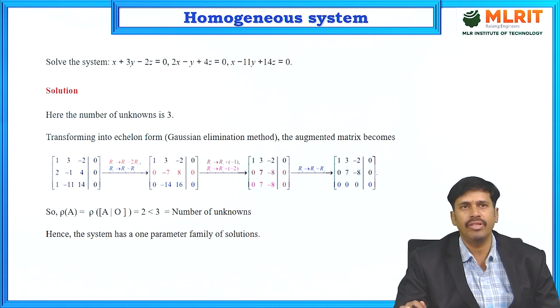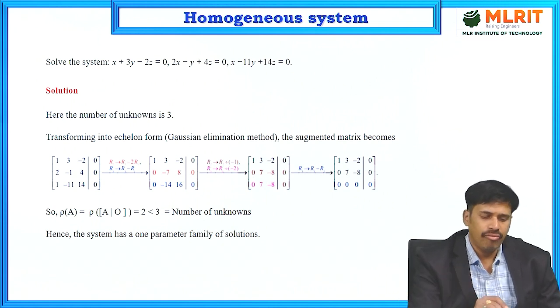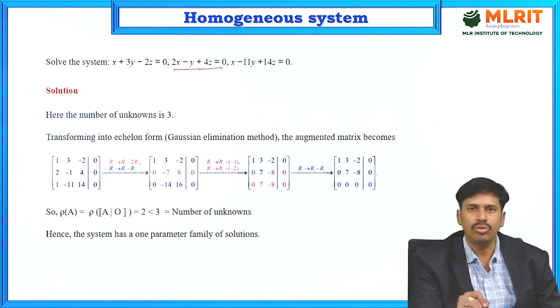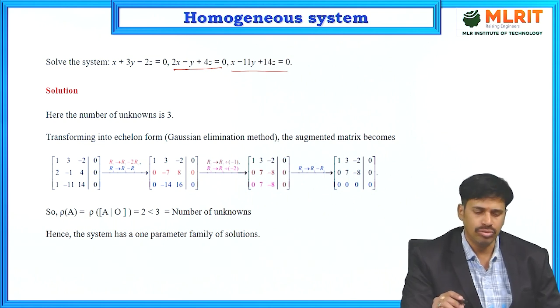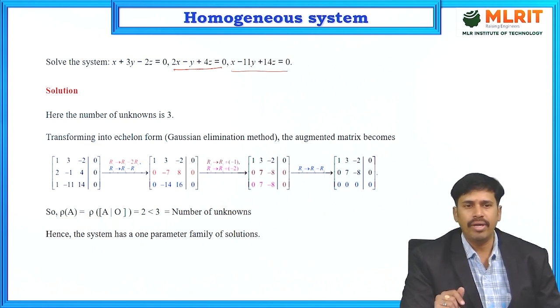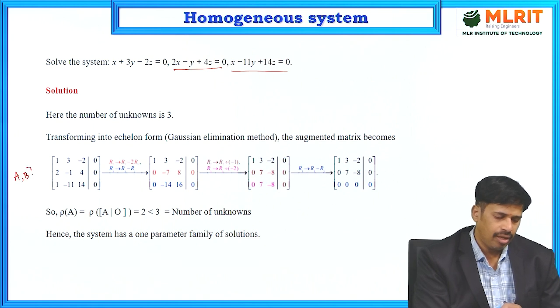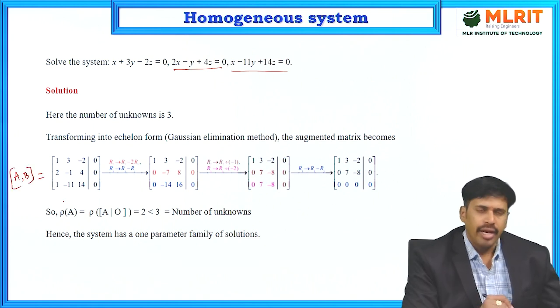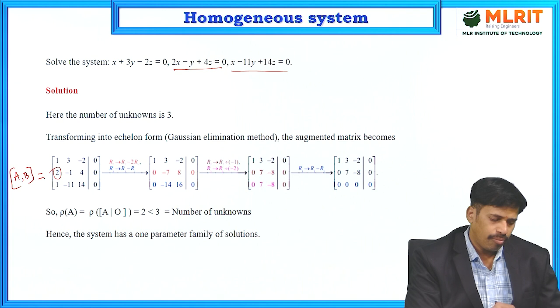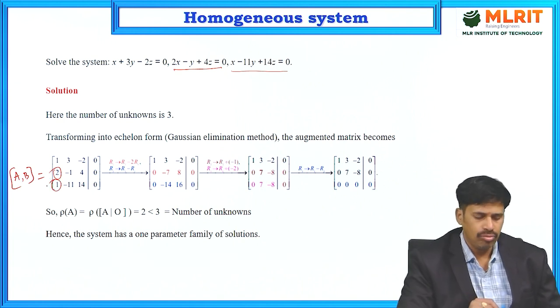Let us see with an example. Solve the system of equations x plus 3y minus 2z equal to 0, 2x minus y plus 4z equal to 0, and the last equation x minus 11y plus 14z equal to 0. So consider the augmented matrix which is given by this. Reduce the matrix into echelon form. We have to make this element 0 and this element 0 by using the operations R2 minus 2R1 and R3 tends to R3 minus R1. So we get this matrix, right?